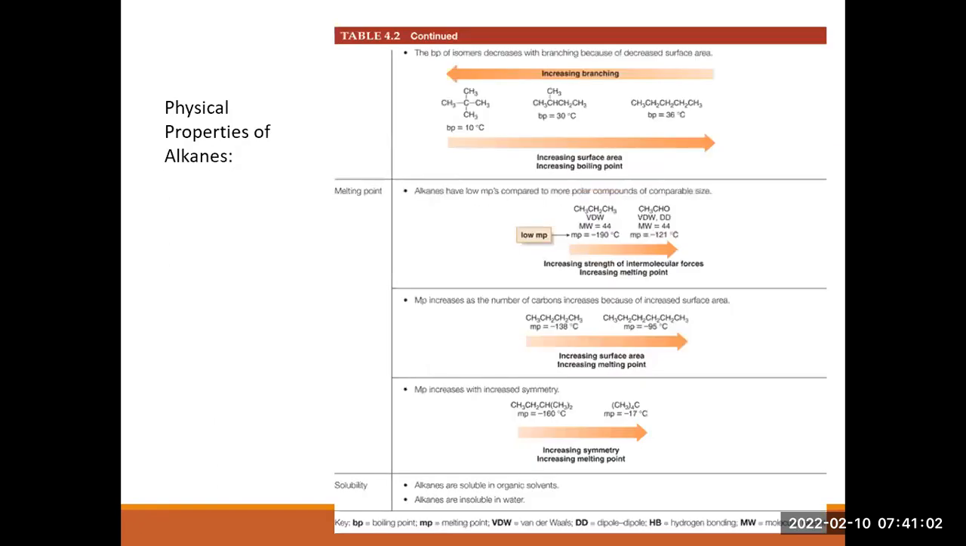Some other properties of alkanes. The boiling point of isomers decreases with branching because of decreased surface area. When it comes to melting point, increasing strength of intermolecular forces also increases melting point. Alkanes have low melting points compared to more polar compounds of comparable size. Melting point increases as the number of carbons increases because of increased surface area. Melting point increases with increased symmetry.